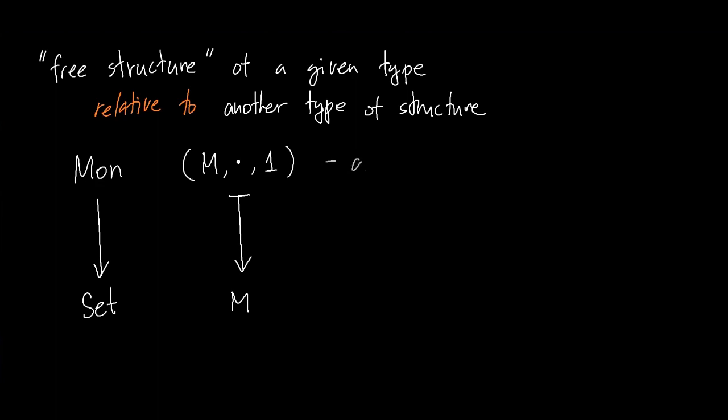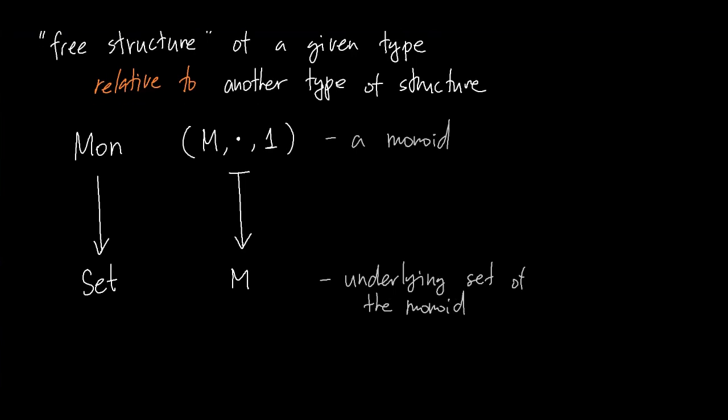So if this is a monoid, M will be called the underlying set of the monoid. And we can denote this functor by U, where U comes from the word underlying.